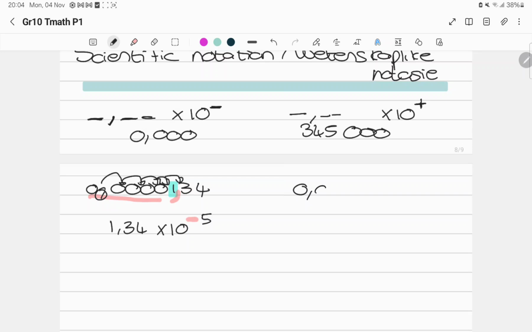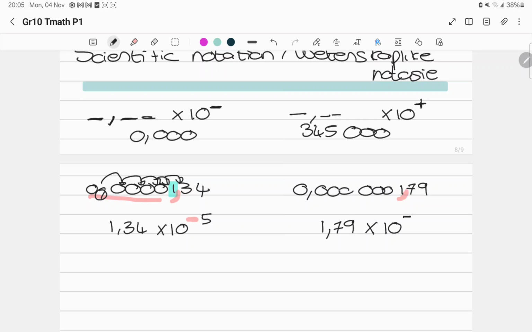Okay, let's say we give you 0,0000179. Okay, firstly, I go and see what's my first number. My first number is 1, so my comma has to go in there. So it's going to become 1,79 times 10. There's zeros in front, so it's going to be minus.